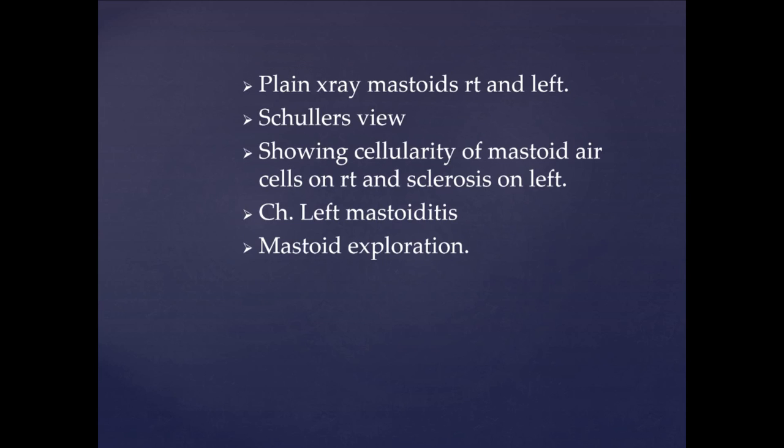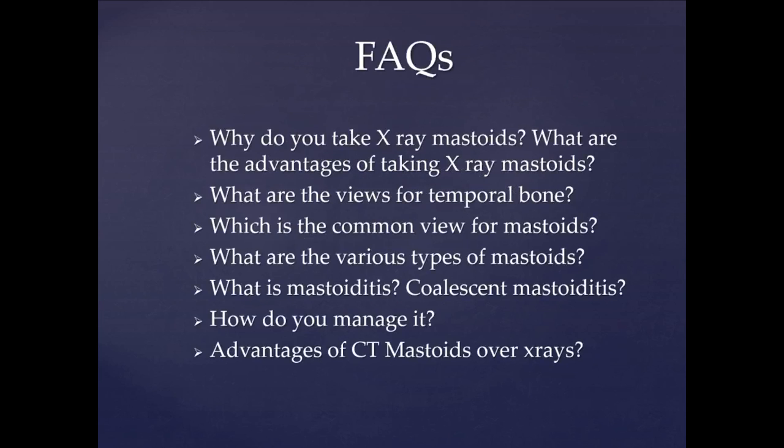So we need to drill out all the accessible mastoid air cells and see the condition. Intraoperatively we'll decide whether we have to do the canal wall up mastoidectomy or canal wall down mastoidectomy. Depending upon the pathology within the mastoid antrum, the middle ear and the attic region, we'll decide whether we should go for canal wall up mastoidectomy or canal wall down mastoidectomy.